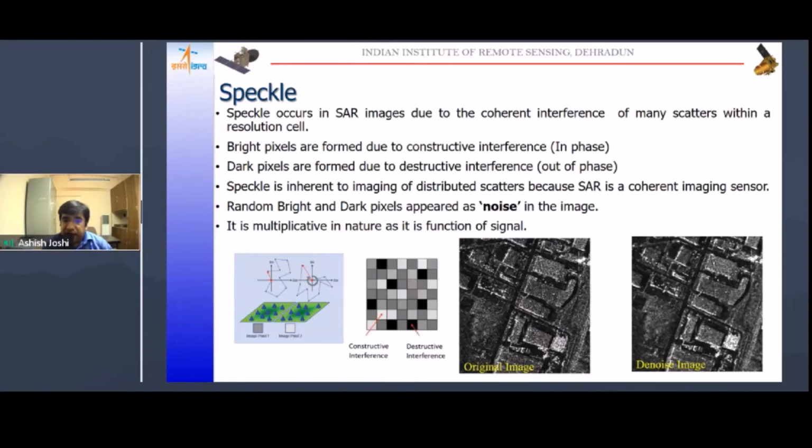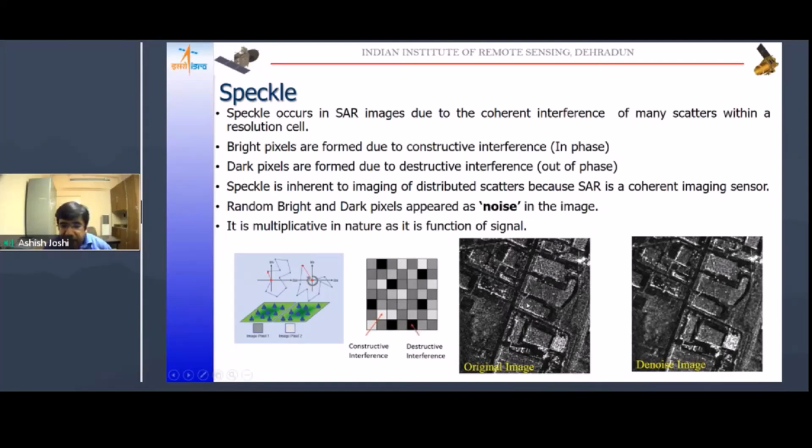So where there is constructive interference, the SAR signals are in phase. Otherwise, in destructive interference, they are out of phase. So this constructive and destructive interference will appear as bright and dark spots in the images. So if this is the interference formula, then we can have constructive interference and destructive interference. Here you can see that dark pixels are there.